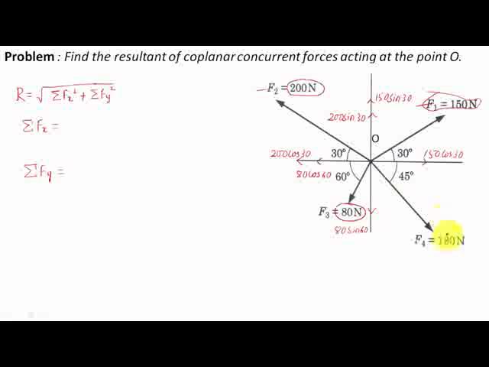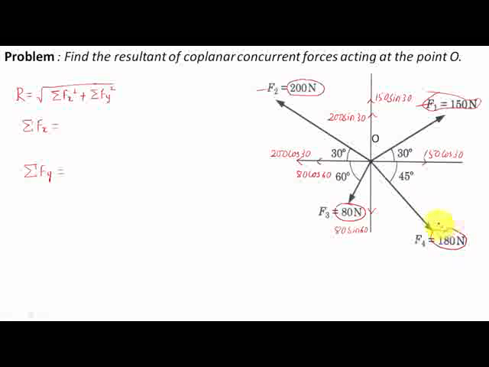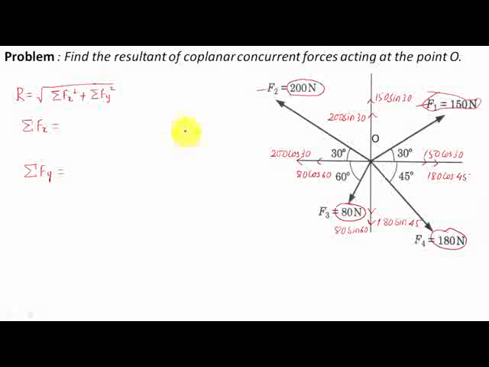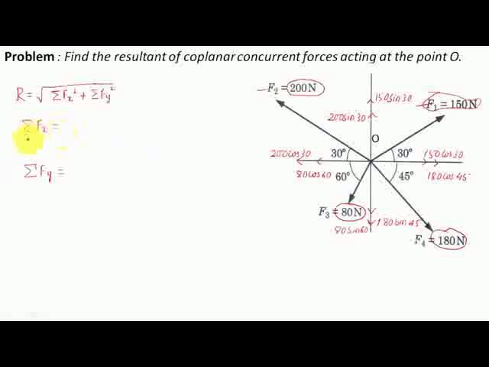Okay, moving ahead, we have this force, 180 Newton. It's going to have again 2 components, one in the positive x direction, which is going to be 180 cos 45, and the other one in the bottom direction, 180 sin 45.